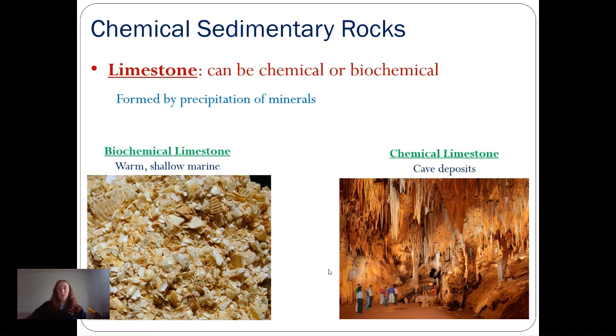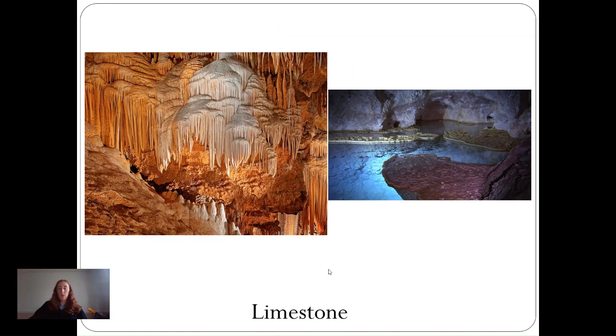Where this comes from is that you take a solution, a mixture of water and stuff dissolved in it, and if it gets so concentrated that we call it supersaturated or oversaturated, you can actually get crystals that will form out of that water. That's called precipitation. So when a water solution becomes oversaturated or supersaturated, it creates limestone. And that's where cave deposits come from.